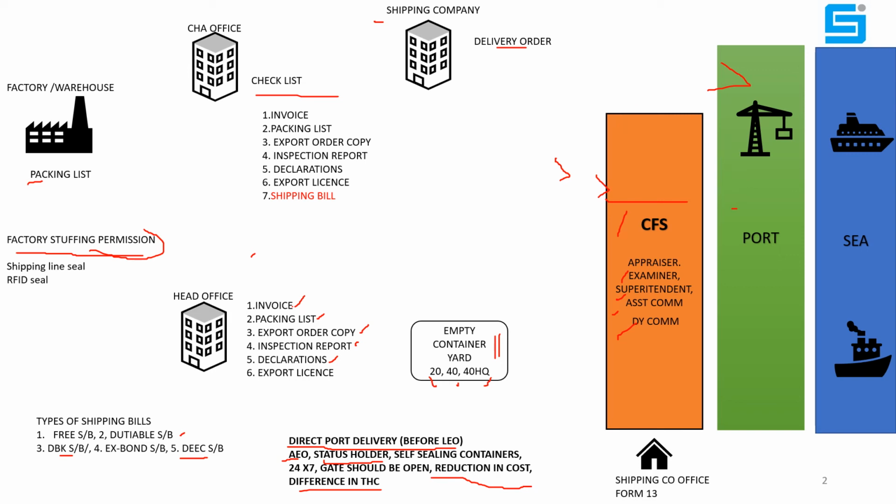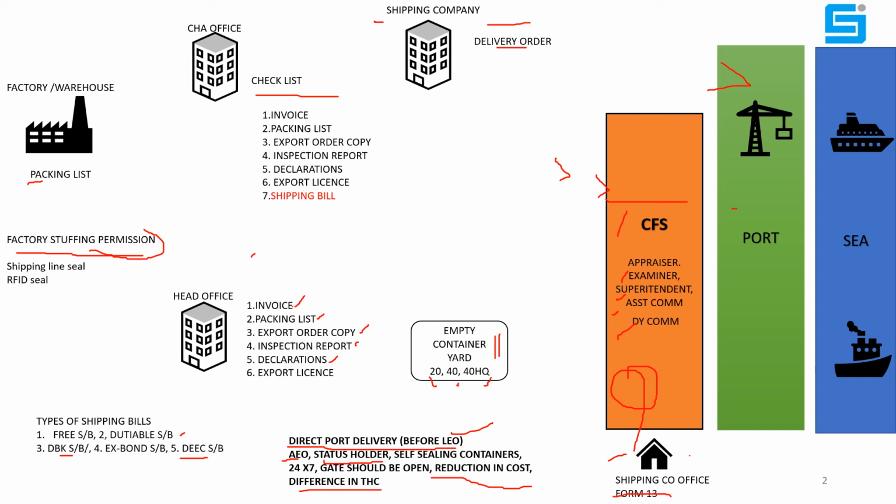See, this is a shipping company office. The shipping company has an office in the city, this will be the city office, right? And at every CFS or every port, there is a shipping company operation office. Once you complete all the formalities at CFS and LEO is given, you have to hand over Form 13 to the shipping company office.